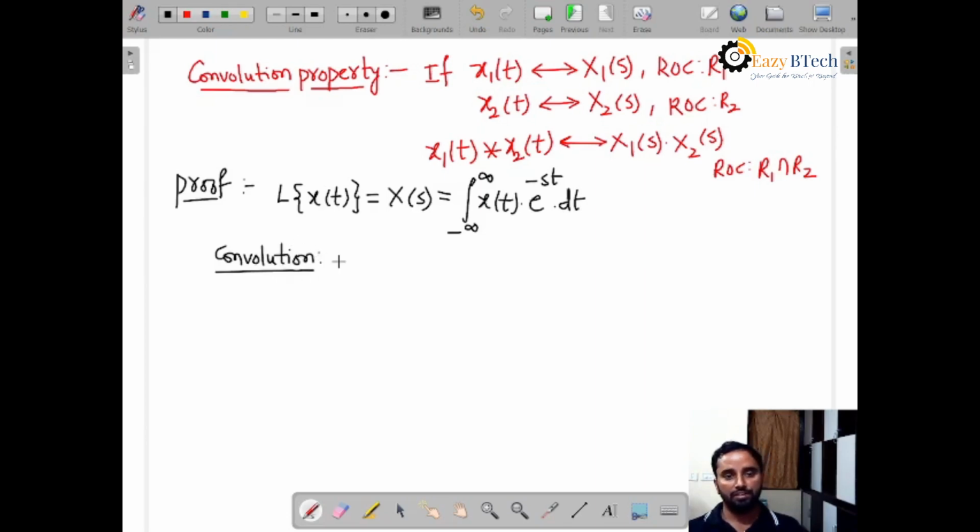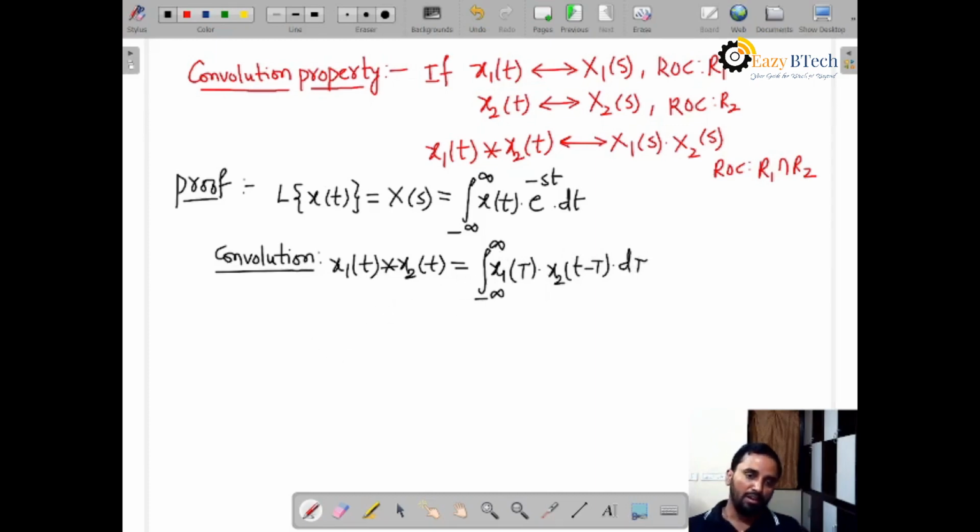So convolution x1 of t convolution x2 of t can be written as the integral from minus infinity to plus infinity of x1 of tau into x2 of t minus tau d tau. This is the convolution meaning. Now we are going to take Laplace of x1 of t convolution x2 of t. Following or not, step by step.